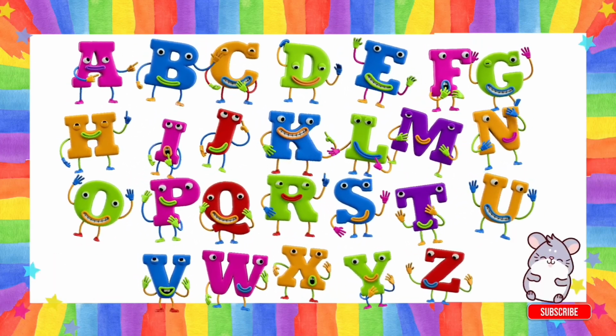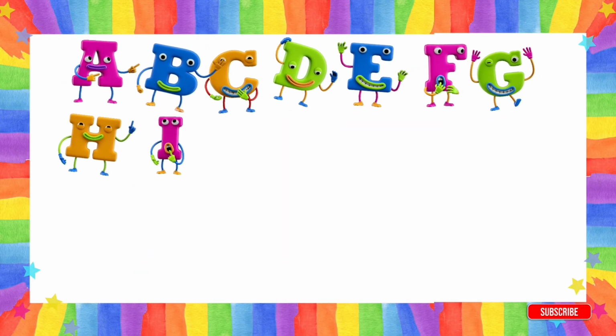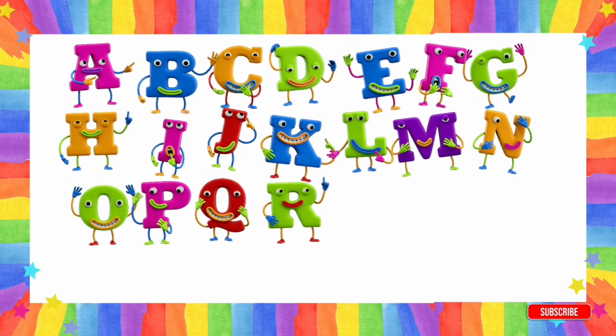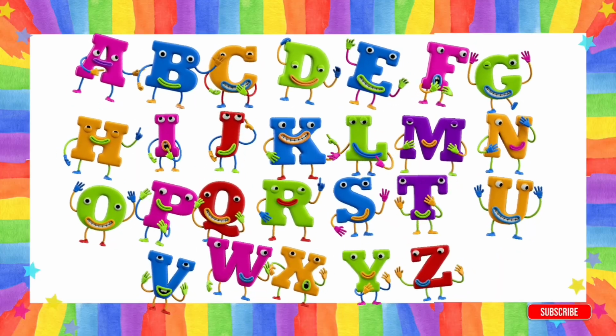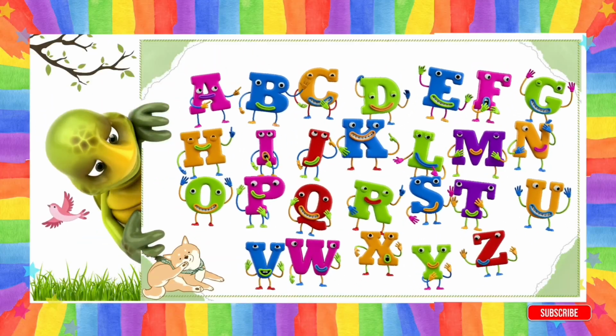Now we know our A to Z. A, B, C, D, E, F, G, H, I, J, K, L, M, N, O, P, Q, R, S, T, U, V, W, X, Y, Z. A, B, C, we sang with glee. Now we know our A to Z.